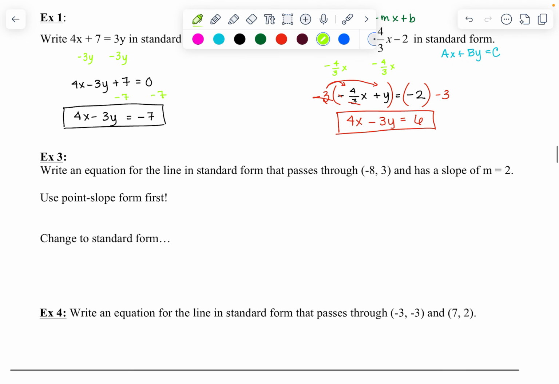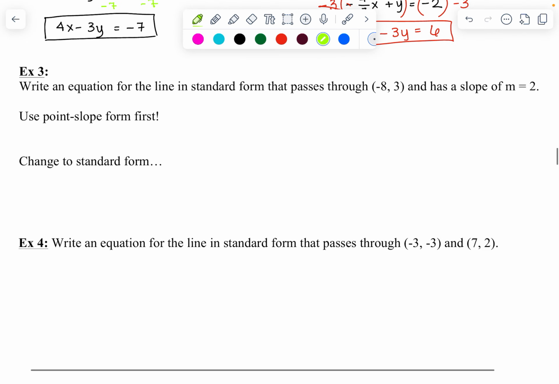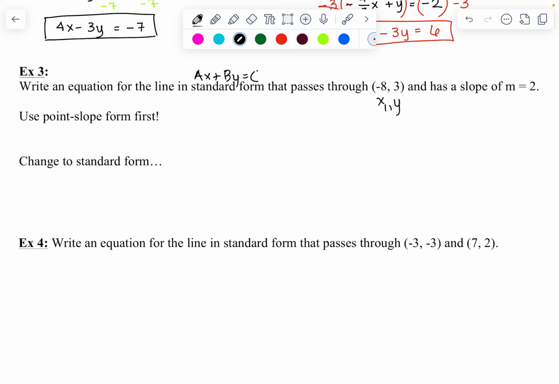Okay, so starting with example 3, that's where we had left off. You're supposed to write an equation for the line in standard form. That's ax plus by is equal to c, that passes through the point -8, comma 3, and has a slope of 2. So first step, you want to put this in point-slope form. You have your point, you have your slope.